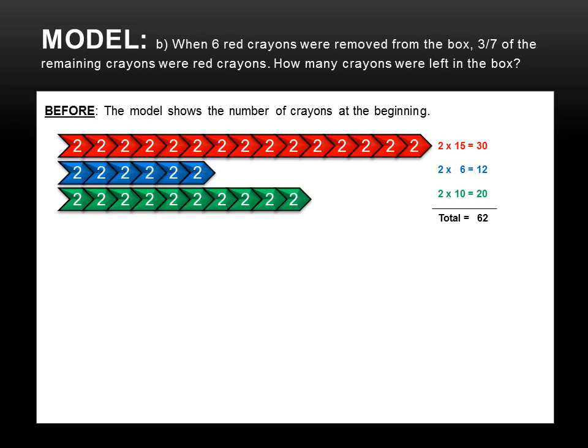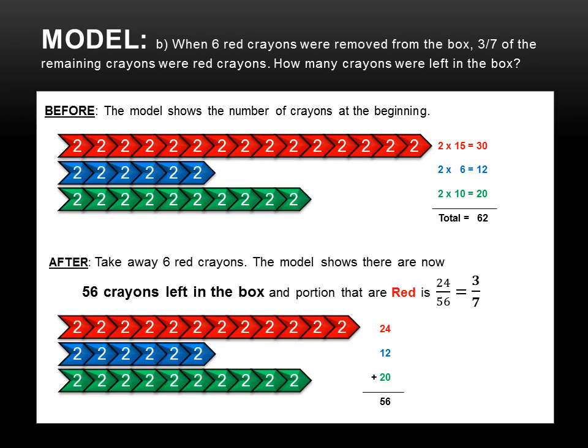My model for part B shows the starting number of crayons that is proportionate to the ratio from part A. Each color is doubled for a total of 62 crayons. After removing 6 red crayons, the model shows there are 24 red crayons left and a total of 56 crayons. The fraction of crayons that are red is now 24 out of 56, which reduces to 3/7.